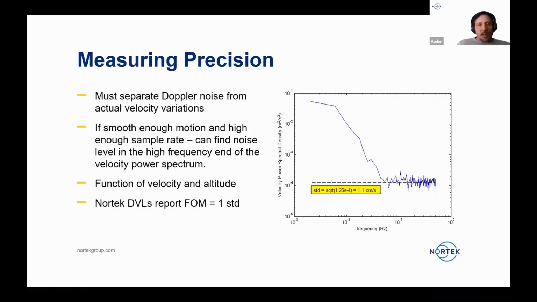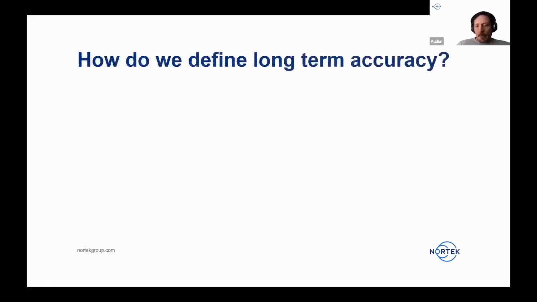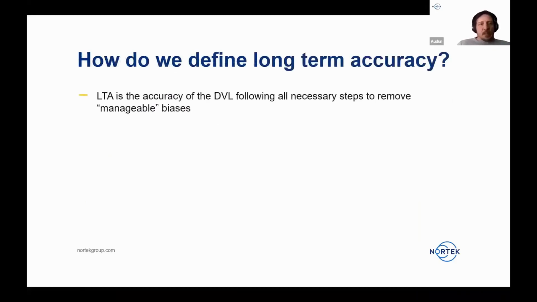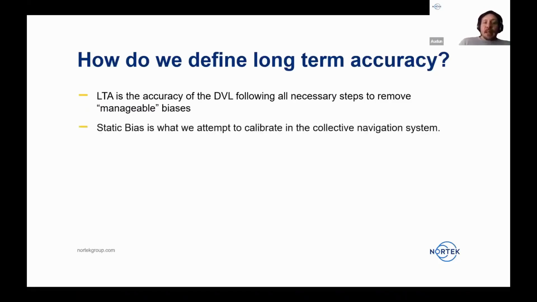So now moving on maybe to the long-term accuracy. How do we really define that now? The long-term accuracy is then the accuracy of the DVL after we've taken all the necessary steps to remove all the manageable biases. And by that, I mean static biases. Referring to that spectrum below, if I had something at 0 frequency that didn't change at all over time, that's really easy to manage because that's just a calibration, and those are gone.